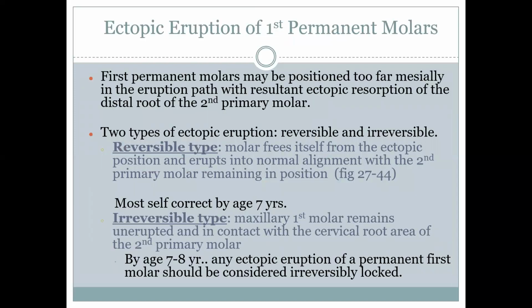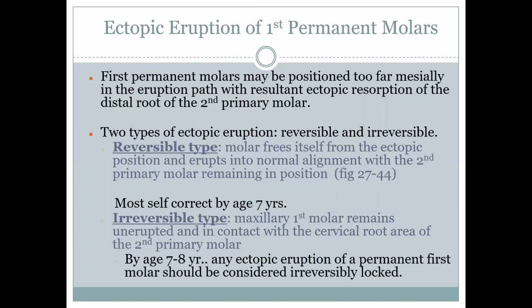So what happens with ectopic eruption of permanent canines and what causes it? The first permanent molars may be positioned too far mesially in the eruption path. There are two types of eruption processes. One is called reversible and the other irreversible. The reversible type is where the molar frees itself from the ectopic position and erupts into normal position. This is self-correcting by age 7 if it is going to be self-correcting.